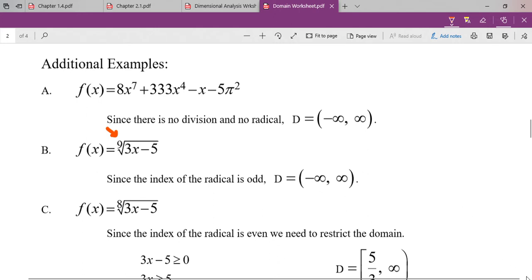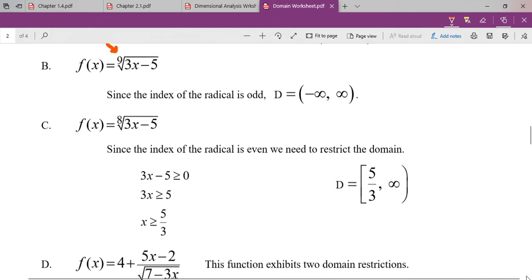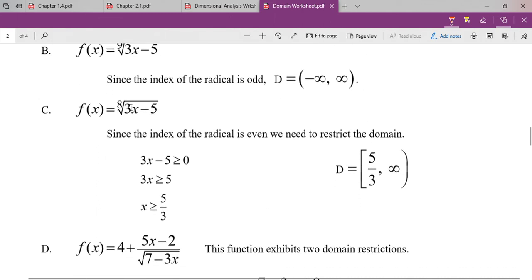If we look at part C here, we actually wind up with an even radical. So we've got an 8 here. Means I have to look at the inside here at this 3x minus 5. Now when I do that, I've got to set that 3x minus 5 greater than or equal to 0. And then I have to solve for x. Pretty simple process. I notice that x needs to be greater than or equal to 5 over 3. Therefore my domain is 5 over 3 all the way to infinity.